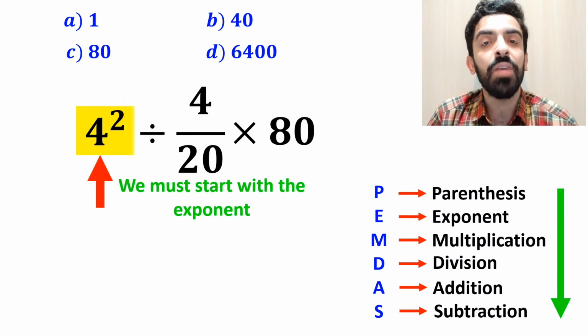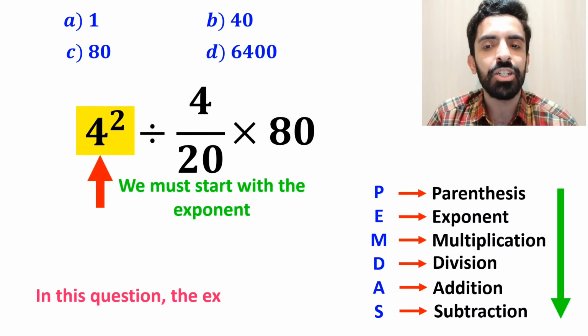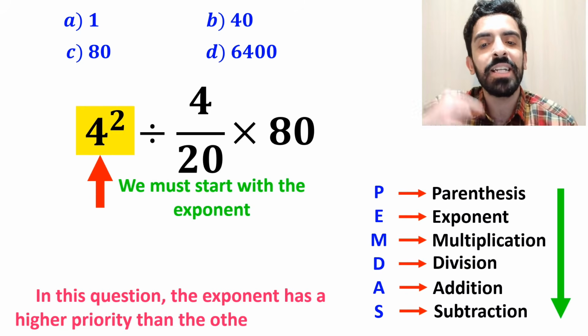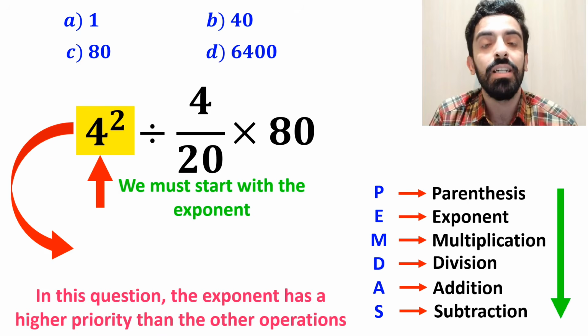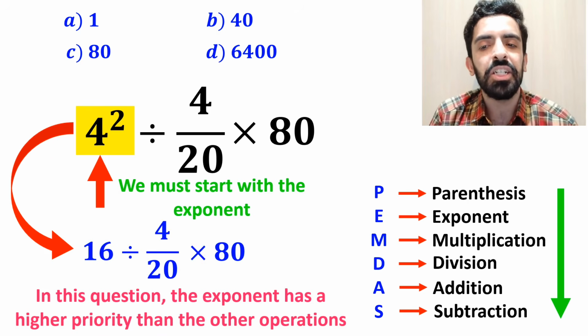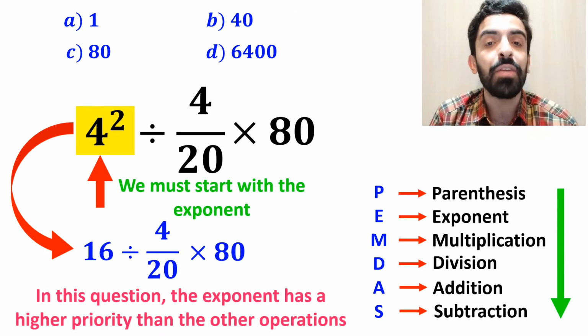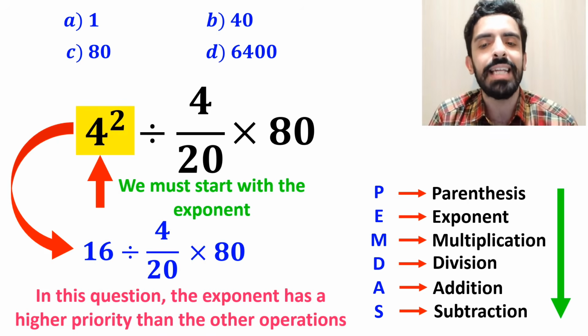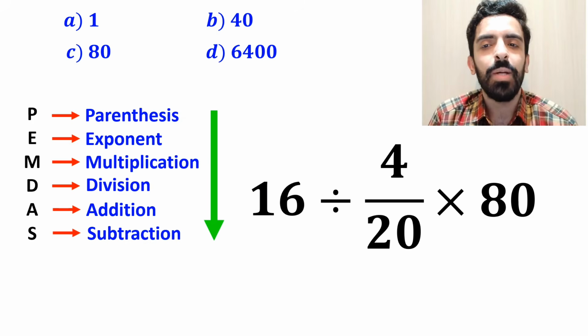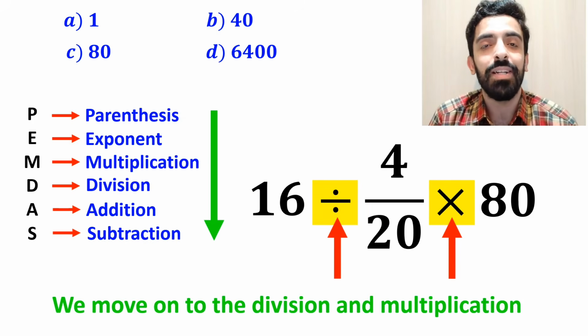Okay, first we must start with the exponent, because in this expression, exponent has a higher priority than the other operations. So, instead of this expression, we can write 16 divided by 4 over 20 multiplied by 80. In the next step, we move on to the division and multiplication.